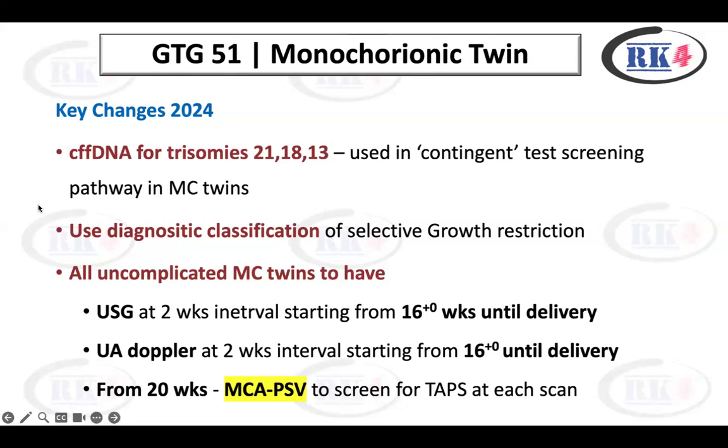To assess for TAPS, to screen for TAPS, middle cerebral artery peak systolic velocity is added, and that is to be done from 20 weeks onwards at each scan. So this is the new addition. And the frequency of monitoring in that chart has also changed. I will show you over there.